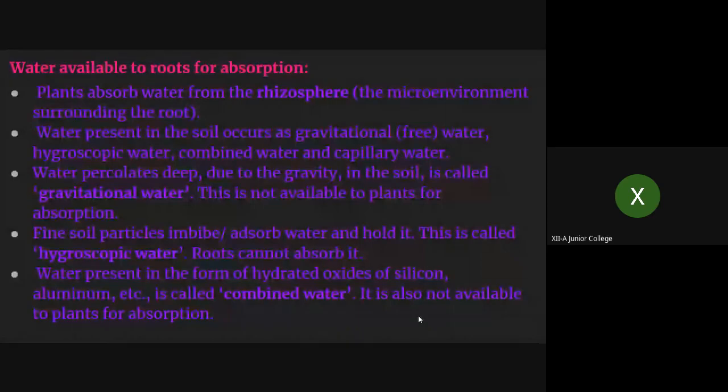Then the next is water present in the form of hydrated oxides of different compounds, that means oxides of silicon, aluminum, etc. That is called combined water because it is in the mixed, combined form. So this combined form of water is of no use to the plants, it is also not available for absorption. So gravitational water, hygroscopic water, and combined water are of no use for absorption by the roots of the plants. Now, which is the next remaining?